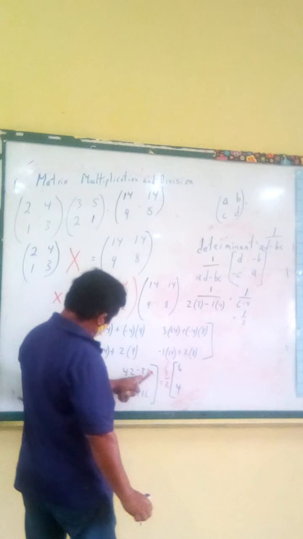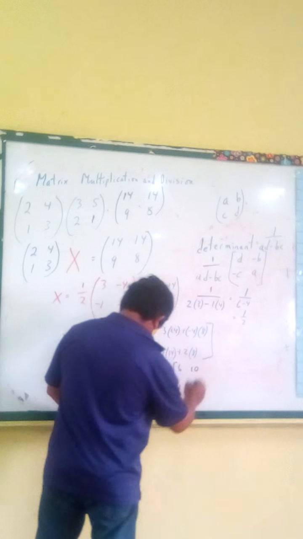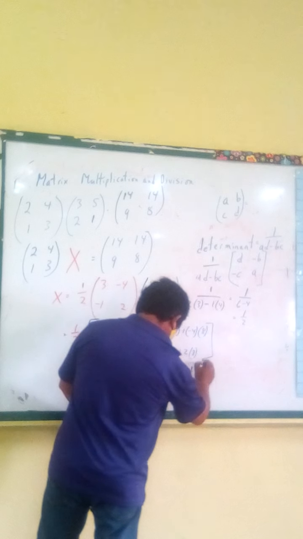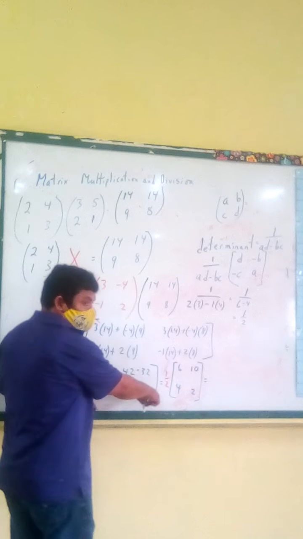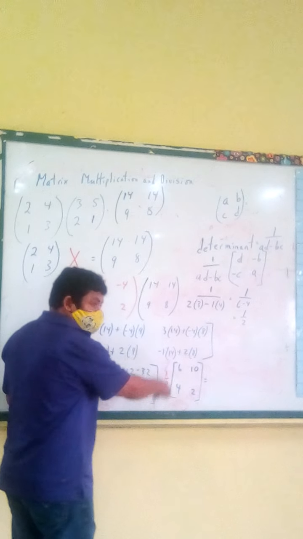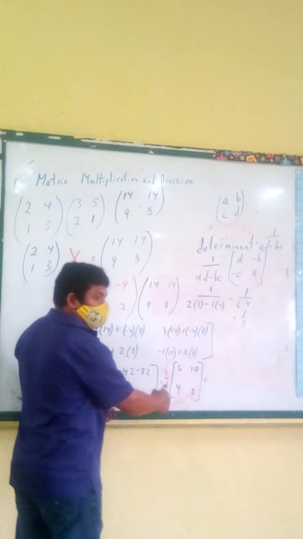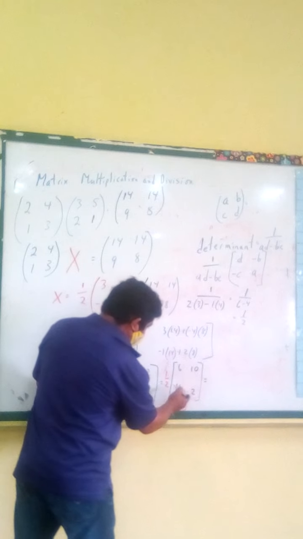42 take away 8, minus 42 take away 32 is going to give us 10. 14 plus 16 is going to give us 2. Close bracket. Now we multiply it by the half, or whatever fraction you actually have here. At times you might even end up with a negative value. That is okay, don't worry about that. So now multiply everyone by half.